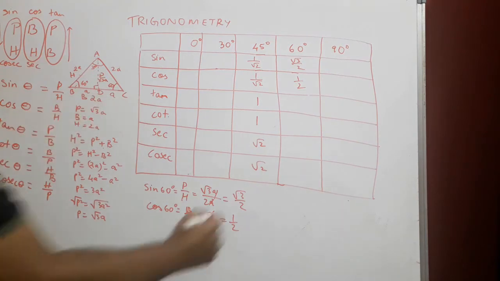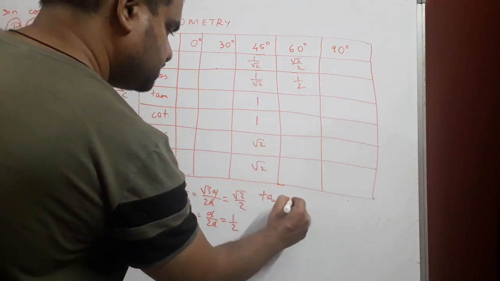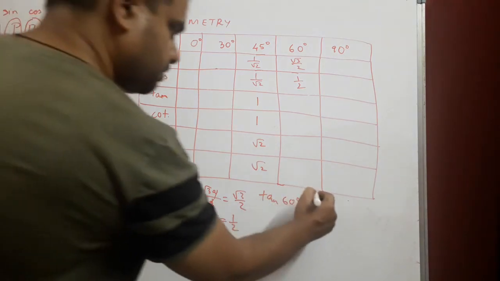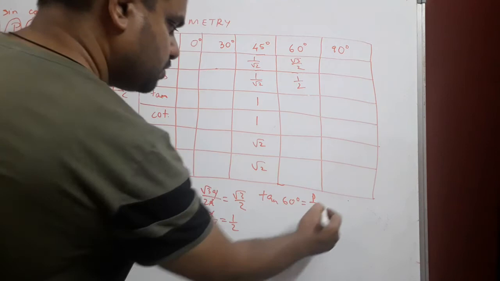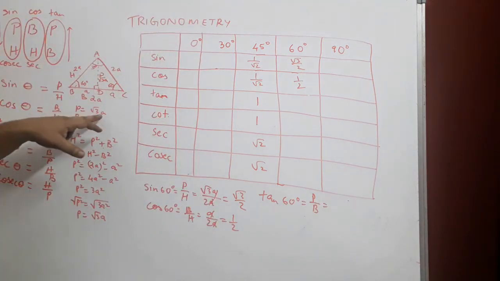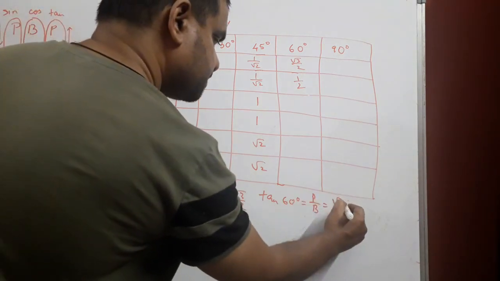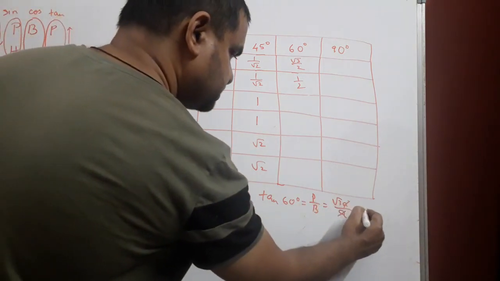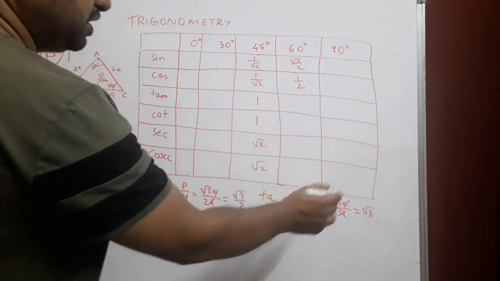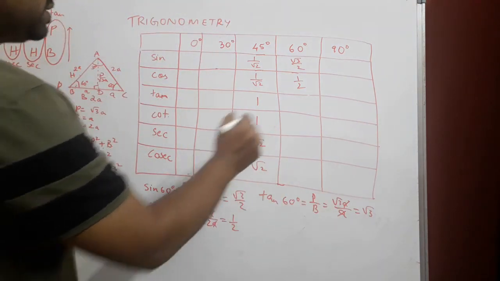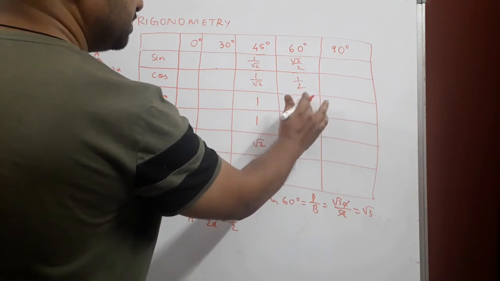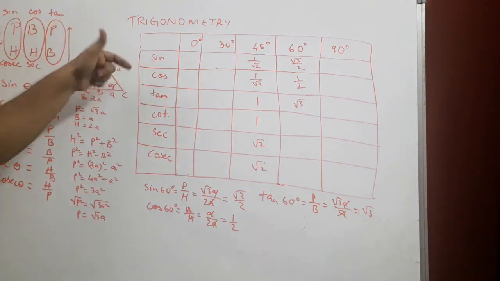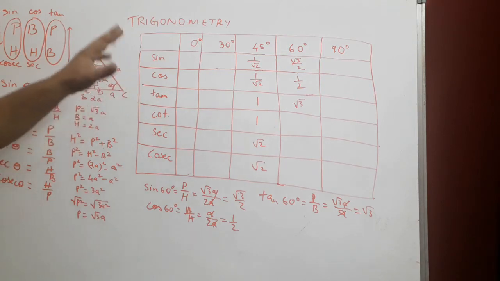Next we will find out tan of 60 degrees. So tan theta is p upon b. We write p upon b. What is perpendicular? Perpendicular is root 3a and base is just a. A and a cancel and we are left with root 3. It's actually root 3 upon 1. Root 3 upon 1 is same as root 3. There you go. So now we have sine 60 degrees, cos 60 degrees and tan 60 degrees.